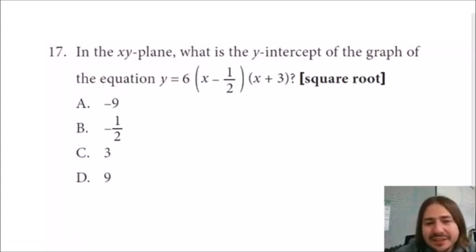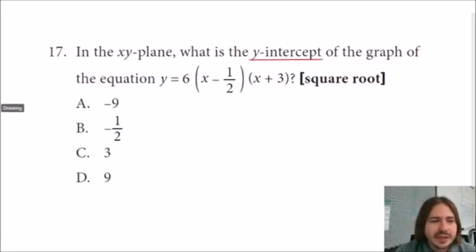Number 17 says, in the xy plane, what is the y-intercept of the graph of the equation y equals 6 times x minus 1/2 times x plus 3? Well, this equation looks a little tricky, and you might be thinking, gosh, I'm not even really sure how to graph this or anything. How am I going to find this y-intercept? Well, luckily, finding the y-intercept is easy no matter how complicated this equation is.